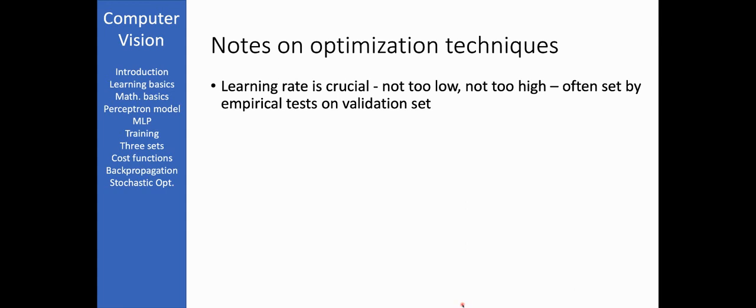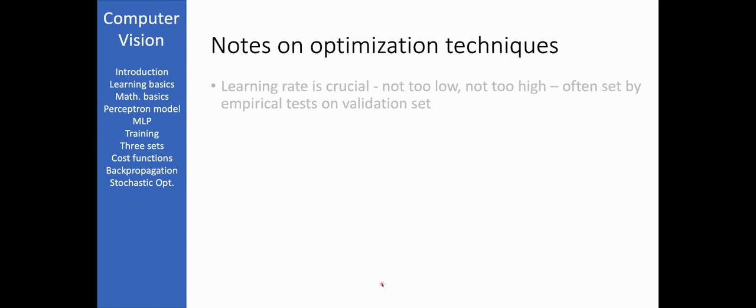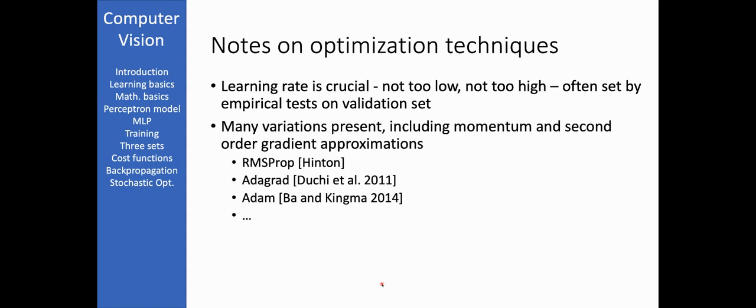What we didn't talk about was the learning rate here. So the learning rate is this guy here, which tells me how much of the gradient should I add to the current parameters. Now, learning rate is actually quite crucial. It shouldn't be too high, it shouldn't be too low. It's often set by really empirical tests on the validation set. There are many variations that are present currently for the basic stochastic gradient descent.